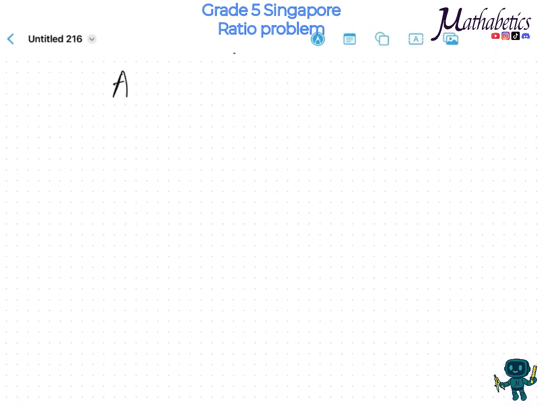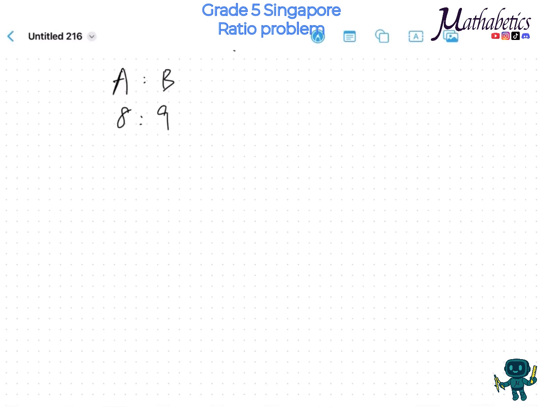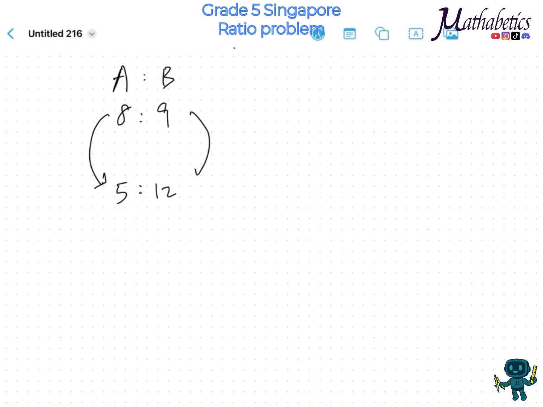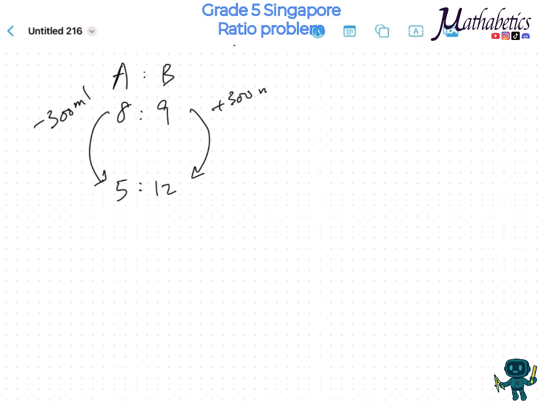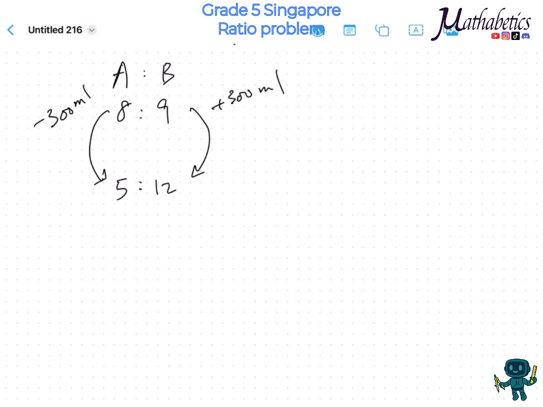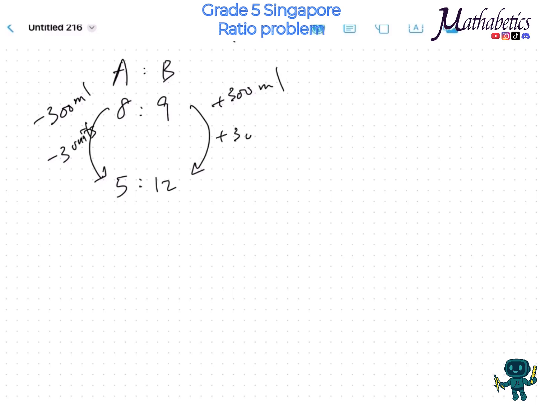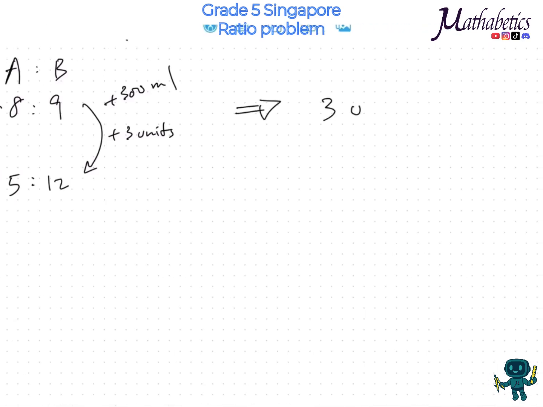For the second method, well, we know that A and B, there's a ratio of 8 to 9. And we know that we're going to become 5 and 12, okay? Now we know that we're going to lose 300 milliliters, and we're going to gain 300 milliliters. And we know that here you see, we're losing 3 of these units, and we're going to gain 3 units. So what this means is 3 units is equal to 300 milliliters, which means 1 unit is equal to 100 milliliters.